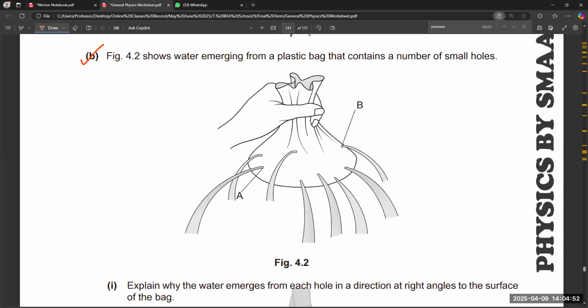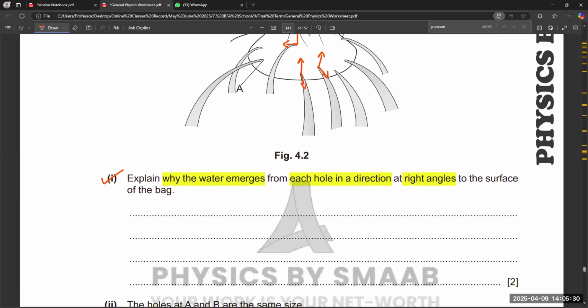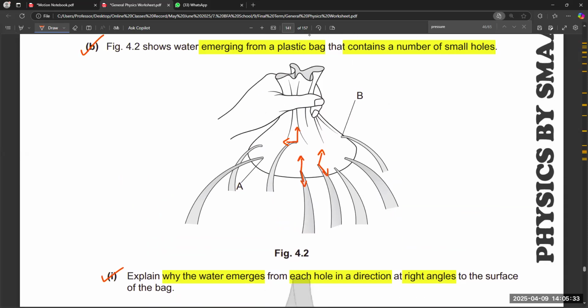And B part is related to another diagram. It shows water emerging from a plastic bag that contains a number of small holes. So explain why the water emerges from each hole in a direction at right angle to the surface of the bag. So in all the diagrams, you can see it is at 90° with the surface. So the question is, why does water emerge from each hole in a direction at right angle to the surface of the bag?